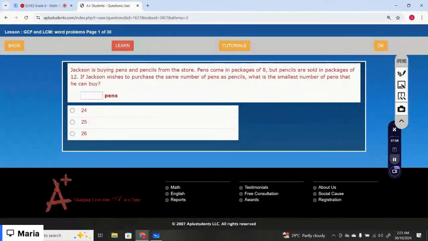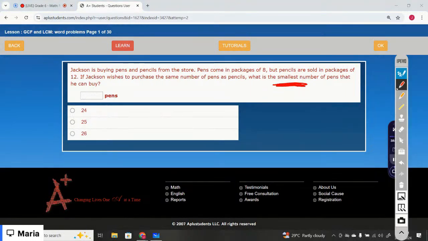Jackson is buying pens and pencils from the store. Pens come in packages of 8, but pencils are sold in packages of 12. If Jackson wishes to purchase the same number of pens and pencils, what is the smallest number of pens that he can buy? Whenever you need to find the smallest number, right? That means you need to find the least common multiple, right?